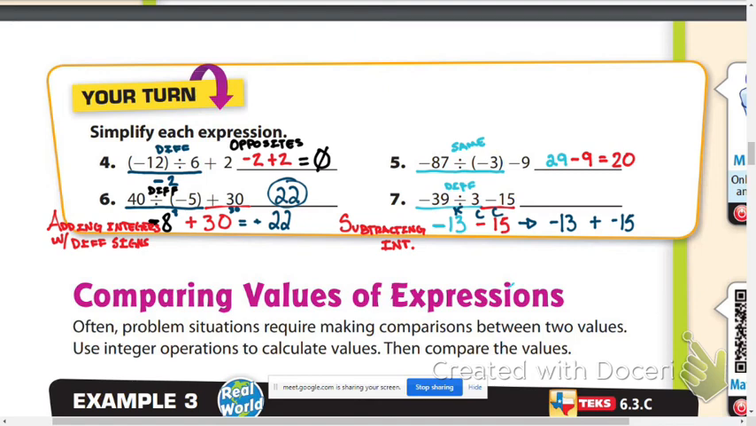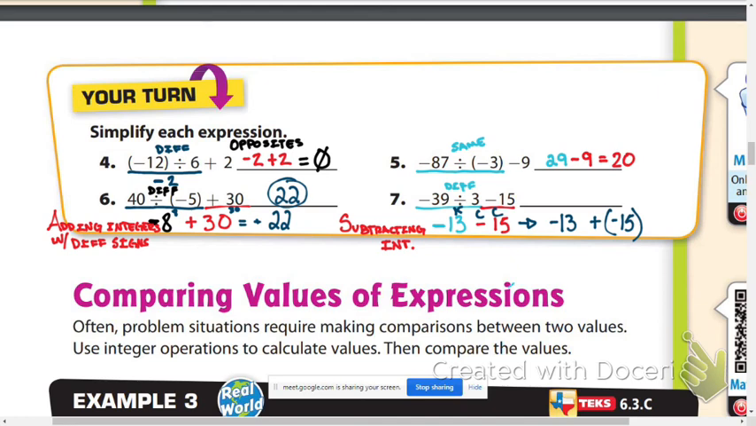So now we have adding integers with the same sign. What's my rule for adding integers with the same signs? Add and keep the sign. Very good.